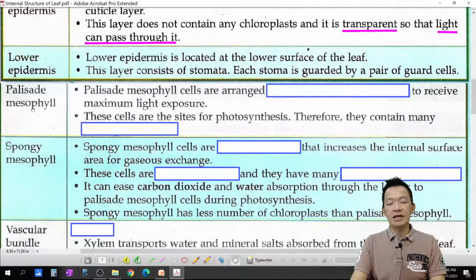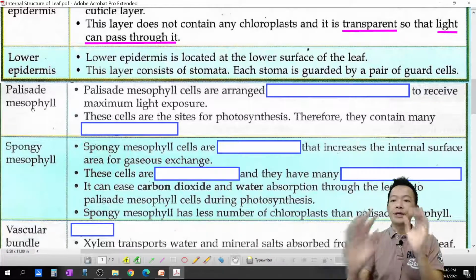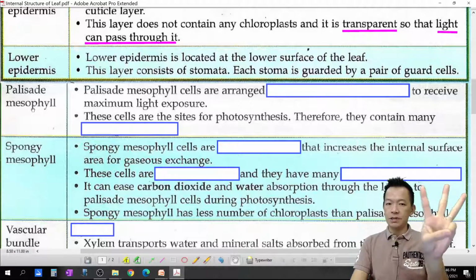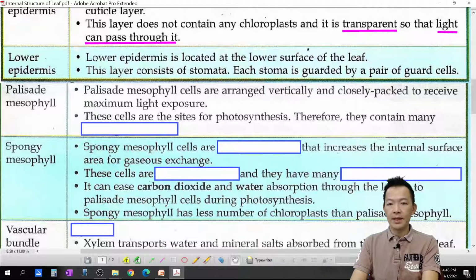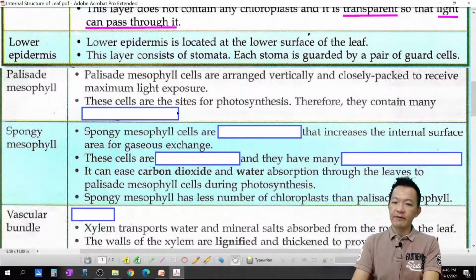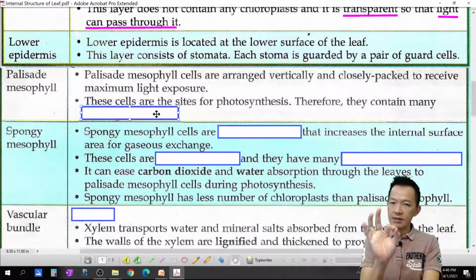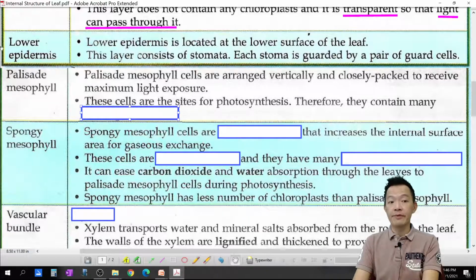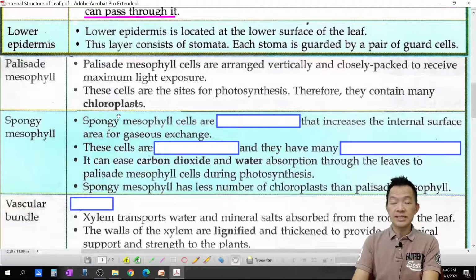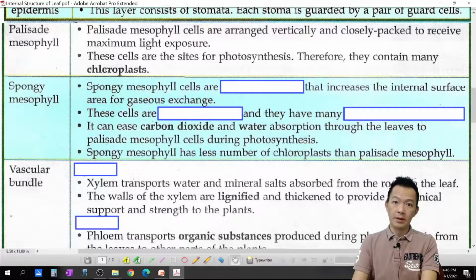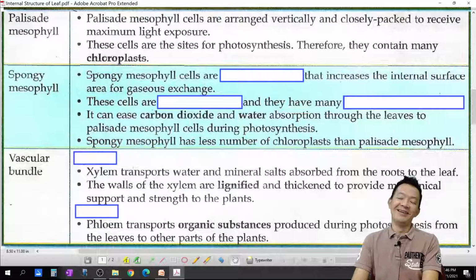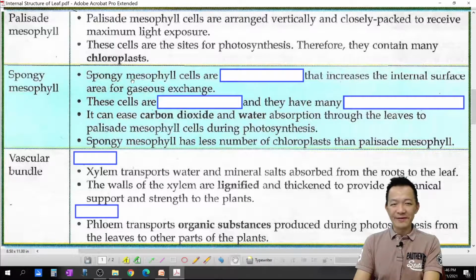Palisade mesophyll: as soon as you see it, you know what is special. Arranged vertically, tightly, closely to receive the maximum sunlight. These cells are the site for photosynthesis. So it contains a lot of chloroplast, so the leaf looks green. Where does the green come from? The chloroplast from the palisade mesophyll, just below the transparent upper layer.